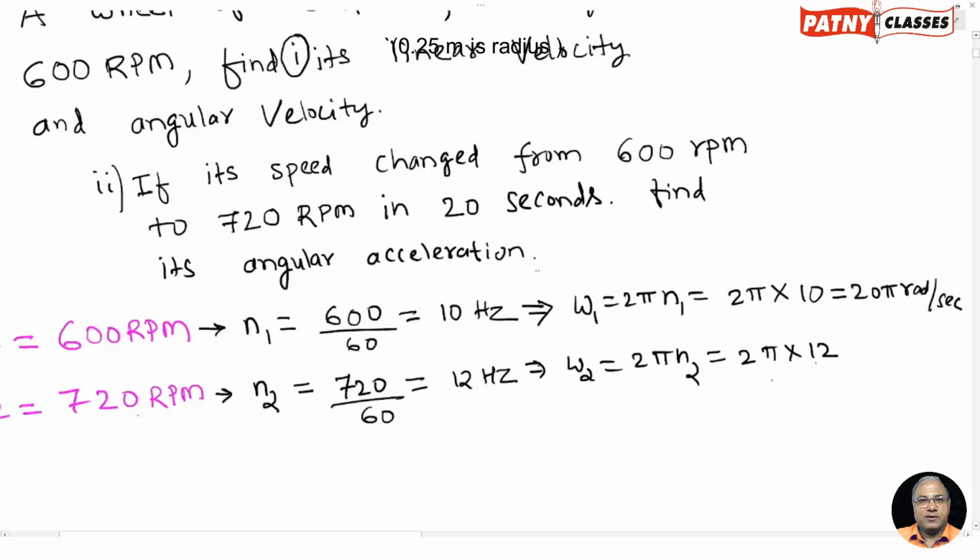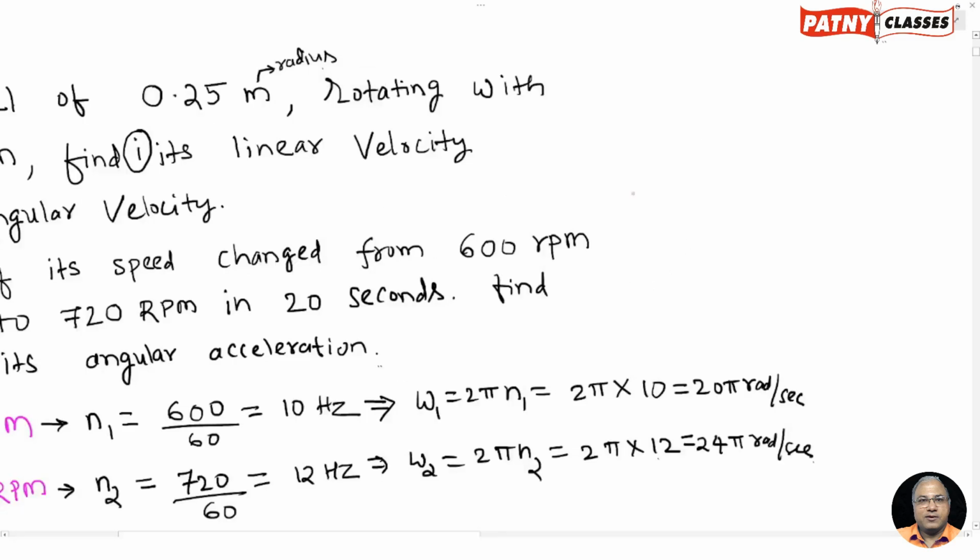Radian per second is the unit of angular velocity, and the final angular velocity is 24 pi radians per second. So we got two angular velocities. That is, the angular velocity of the wheel is changing from 20 pi radians per second to 24 pi radians per second. So there is a change in the velocity of the wheel. When there is a change in the velocity, there must be some acceleration. In this question, the radius of the wheel is not changing, only the angular velocity is changing, omega 1 to omega 2.